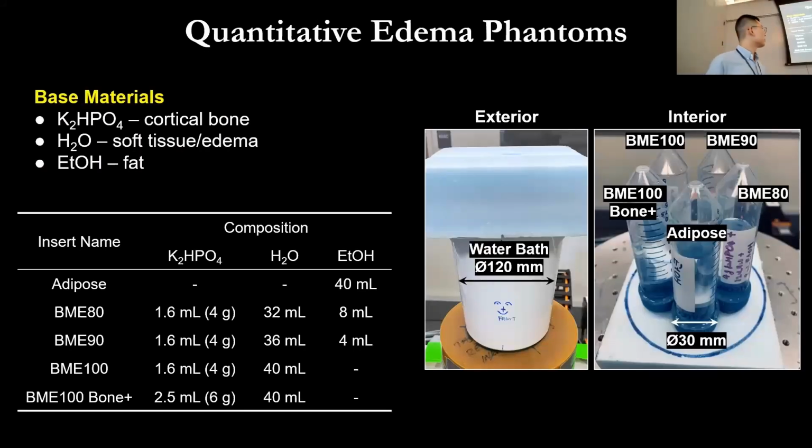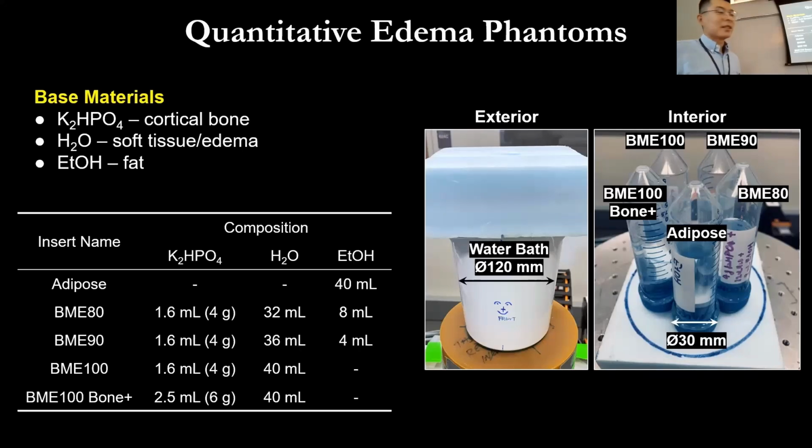For the phantom, we built our own phantom. We use three different materials: dipotassium phosphate to simulate the cortical bones, water for soft tissue and edema, and we use ethanol to simulate fat. The phantom basically looks like this bucket on the right side. The diameter is about 12 centimeters. It's a knee size, larger than the wrist. And there are 5 inserts inside of it.